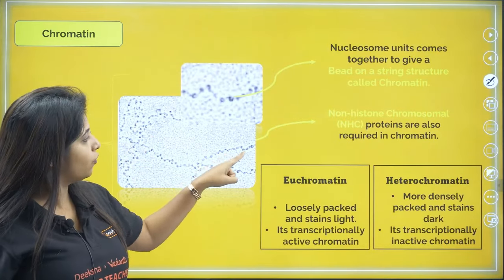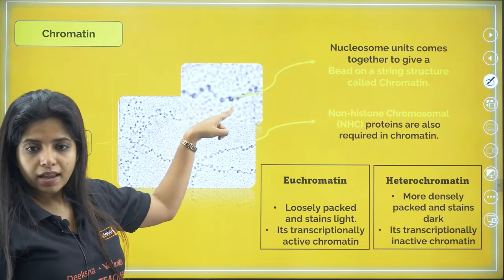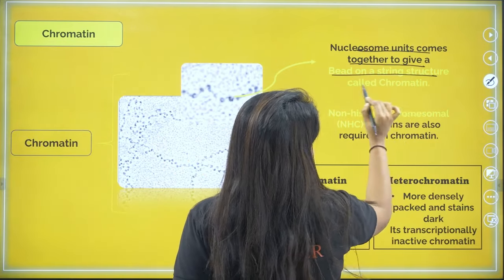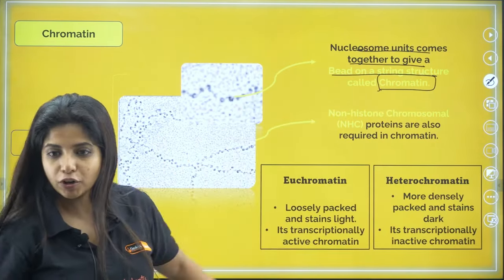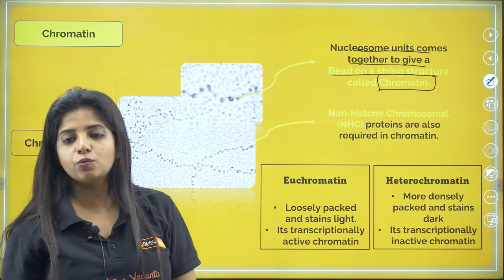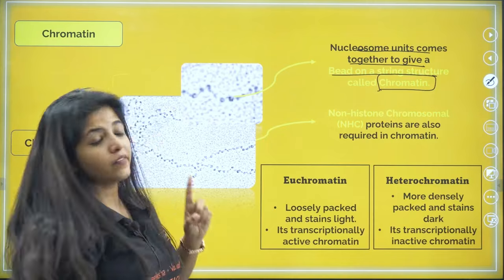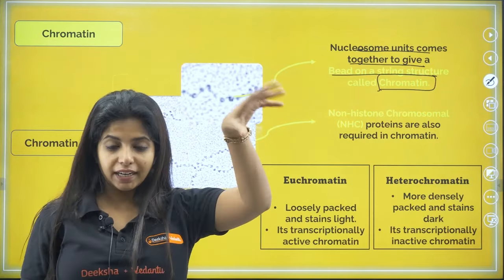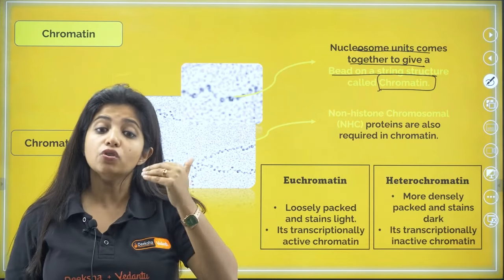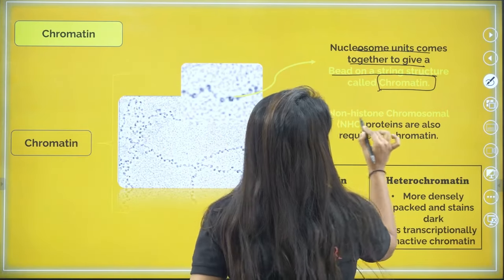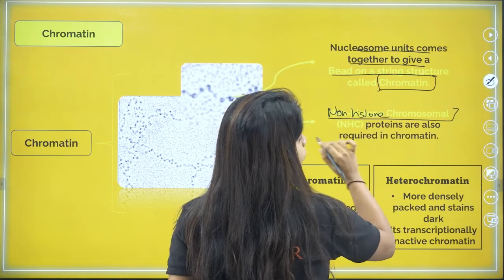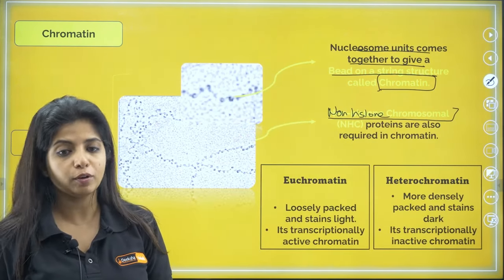Now, coming on to that particular statement, this thing that you see over here looks like a bead on a string, right? As I told you, nucleosome units come together to give a bead on a string structure which is known as chromatin. One very important thing: I told you about histone proteins, 8 histones are there. Apart from that, H1 histone is also there. Now, there are some non-histone chromosomal proteins as well. Please remember, there are some non-histone chromosomal proteins which are also required for formation of chromatin.